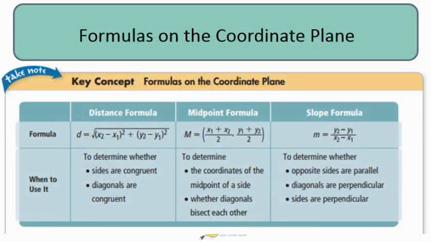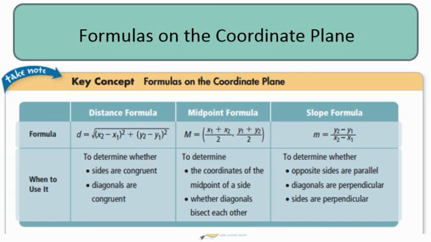Here's a chart with our three formulas that we've learned about: distance formula, midpoint formula, and slope formula. When do we use each one? Well, for the distance formula, we want to determine whether sides are congruent or diagonals are congruent. If they have the same distance between 2 points, then the segments connecting those 2 points have the same length.